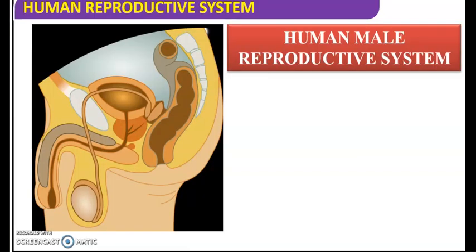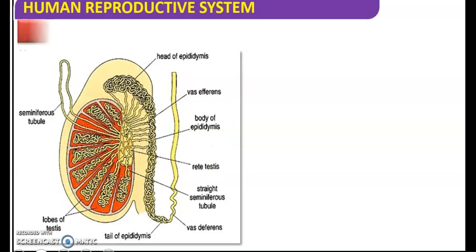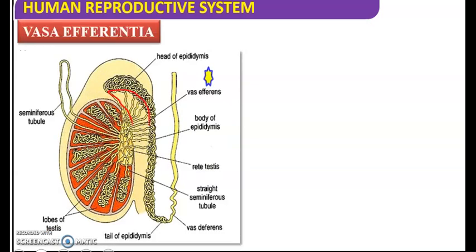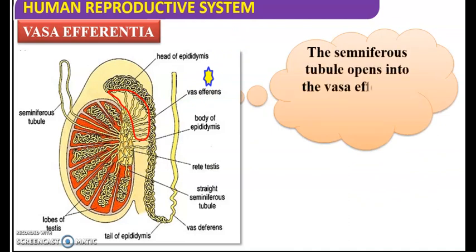So the next part of the human male reproductive system is we are going to once again understand the rete testis and vasa efferentia. As I've said in the previous section, when we discussed these convoluted tube-like structures, they are called the vasa efferentia. And vasa efferentia are nothing but the common openings of the rete testis.